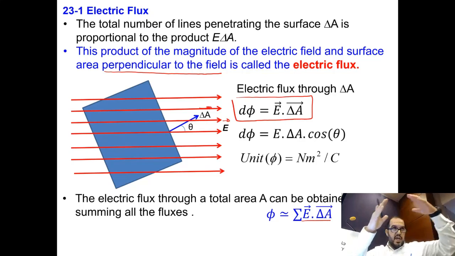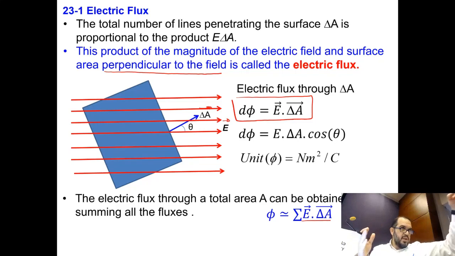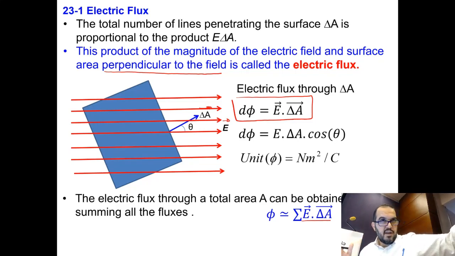But if this area is not a flat area and the angle changes, then you have to determine what is the orientation of the area vector, or what is the angle between the electric field and the area vector at each location. Okay?